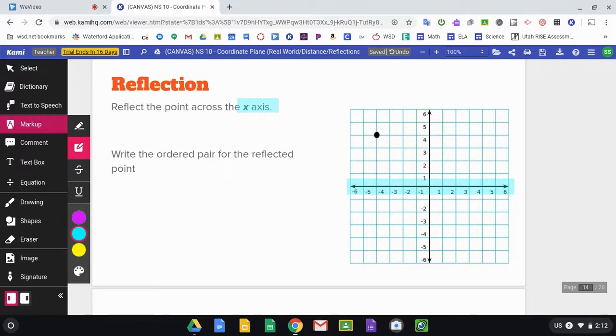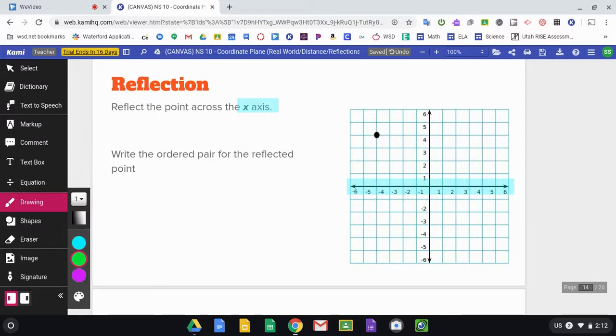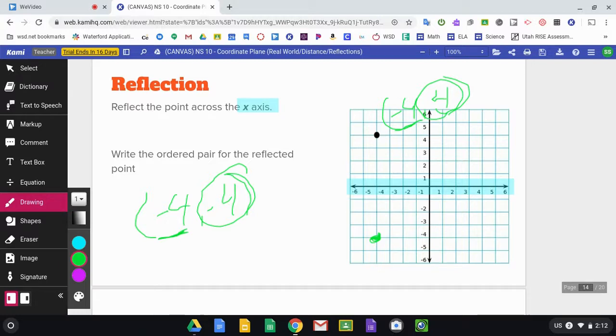All right, welcome back. If I were to reflect this across the x-axis, I would be at -4, -4. That's where my image or my new point would be. And my ordered pair for the reflected point is -4, -4. And this point, did you notice it was -4, +4? So I went across the x. My x stays the same. My y becomes its opposite.